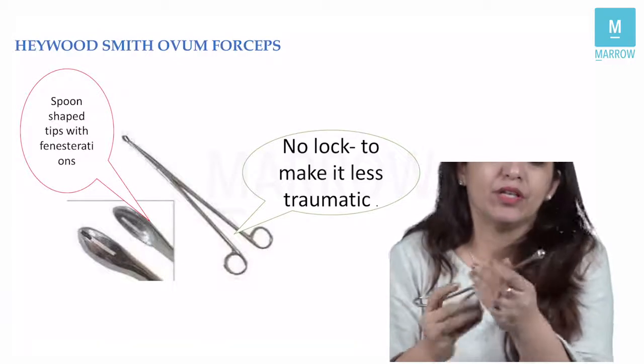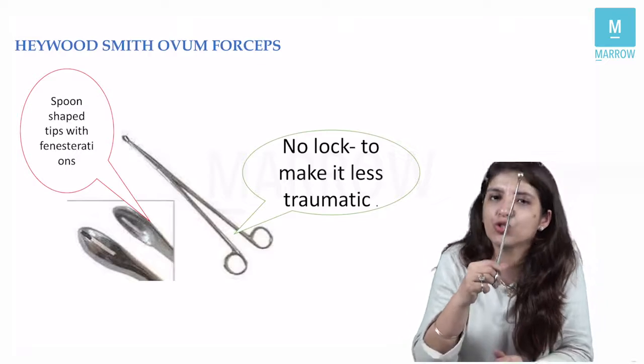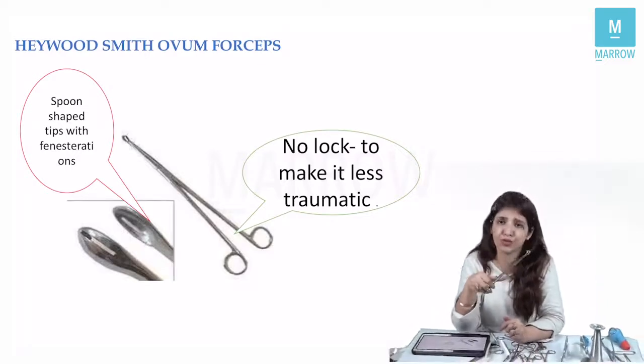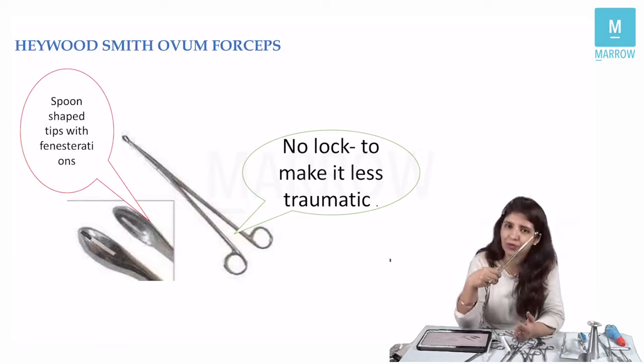So, why is there no lock in the ovum forceps? There is no lock so that just in case a part of the uterus is held between it, it doesn't traumatize it, right? So, to make it less traumatic, it doesn't have any lock, right?